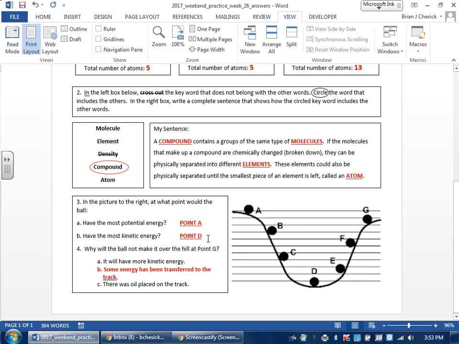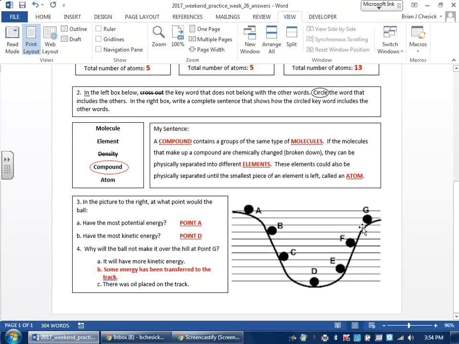Number three was a review problem. It was asking questions about potential and kinetic energy. The ball would have the most amount of potential energy at point A. It's at its highest point. And at the point that it reaches point D, all of its potential, or stored up, energy would have been transformed into kinetic energy. And then as it goes up the second hill, the kinetic energy will have been transformed back into potential energy.